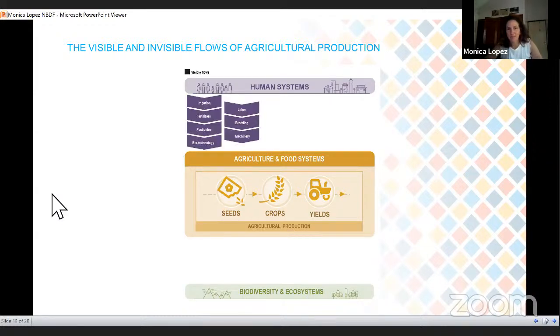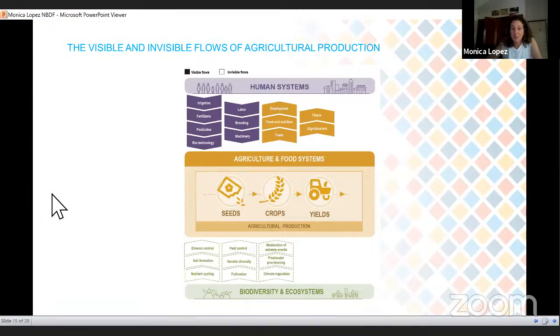And we see that there are visible flows from the human system to the agriculture. For example, irrigation, fertilizers, machinery. All those are things that we can actually include in our system of national accounts. And there is a price for them. There is an amount that we will include into our accounts.